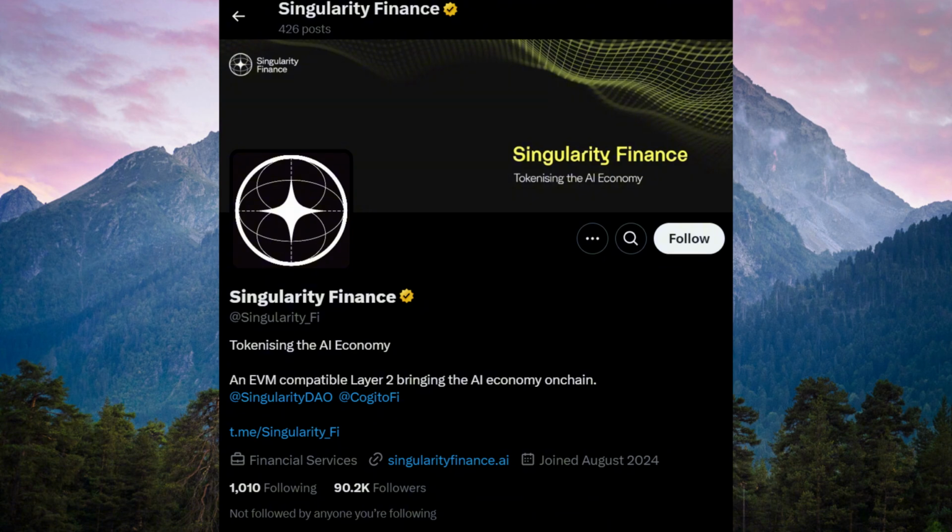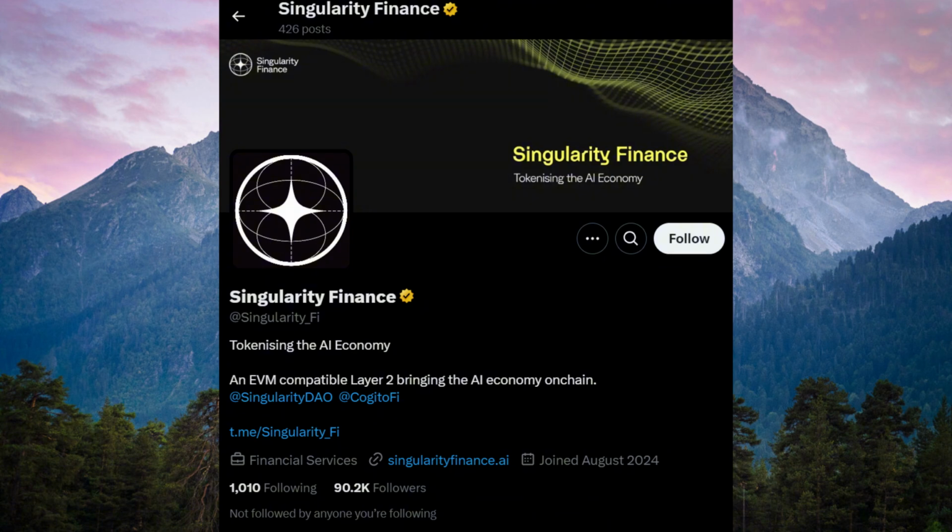Market order: buys instantly at the current market price. Limit order: buys at a specific price set by you. Enter the amount of SFI you want to buy. Check the total cost in USDT before confirming the trade. Click on Buy Singularity Finance to complete the purchase.